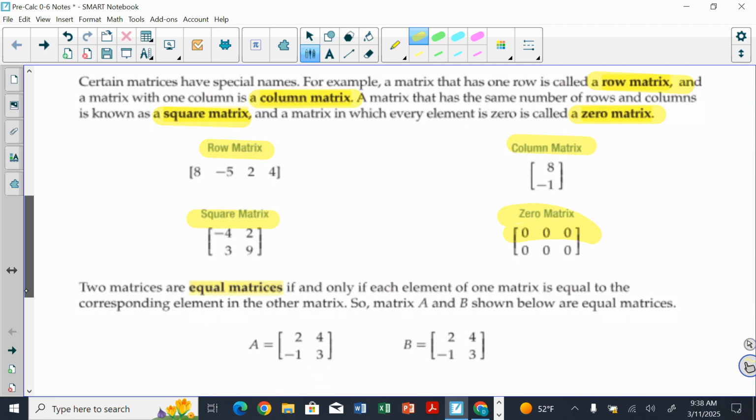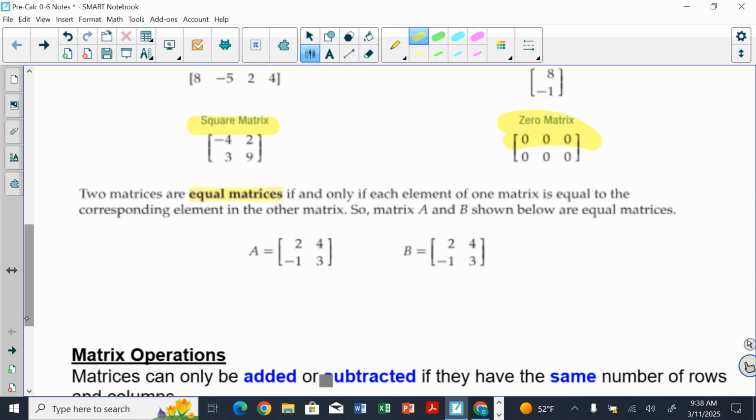All right. 2 matrices are considered equal matrices if and only if each element of one matrix is equal to the corresponding element in the other matrix. So below here you see A and B are equal matrices because 2 and 2 are in the same element spot. Same with 4, same with -1, and same with 3. So that makes them equal matrices. So that's some general matrix knowledge.